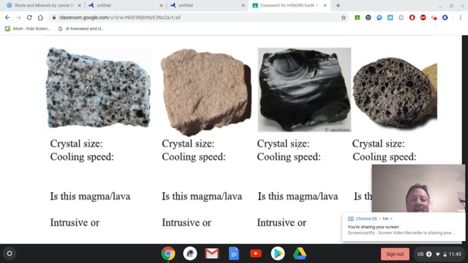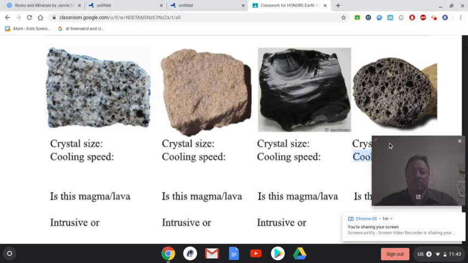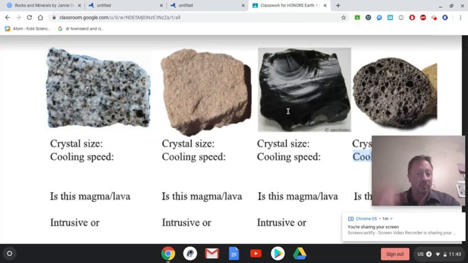Okay, I'm sorry. So no crystals, that means extremely fast in both cases. And this would be extrusive. Okay, so that is the part from the notes.